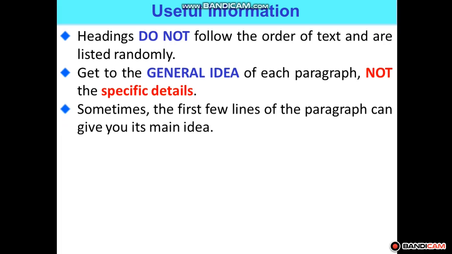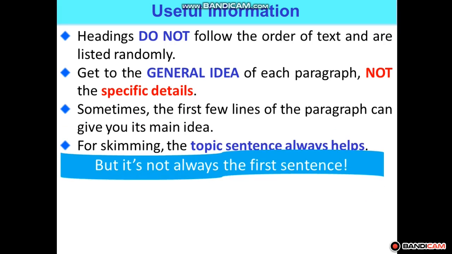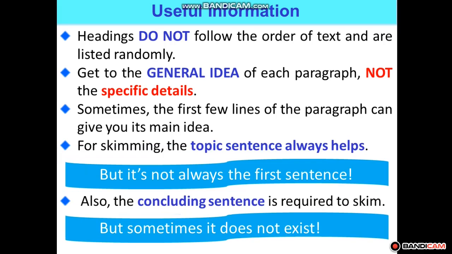Now sometimes the first few lines of the paragraph can give you its main idea, but not always. That main idea is contained in the topic sentence, and also you have to look at the concluding sentence as well, if the concluding sentence exists at all, because sometimes that's missing. And also the topic sentence is not always the first sentence of the paragraph. It can be the second and even the third one, but it does exist. You have to look out. So that's what I said about the topic sentence and the concluding sentence, and that concluding sentence can be missing.